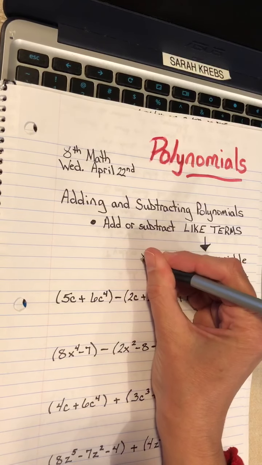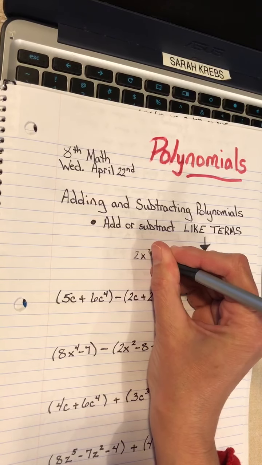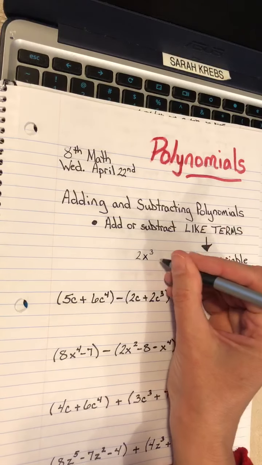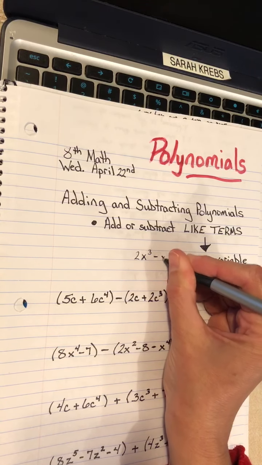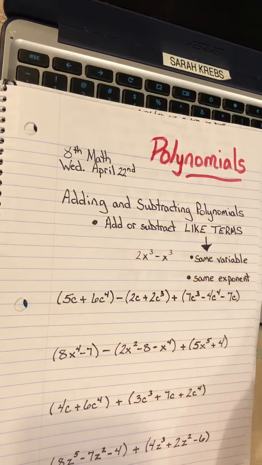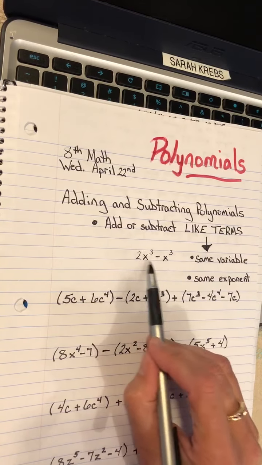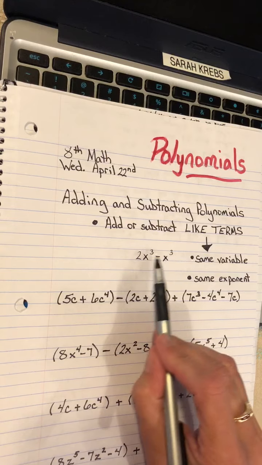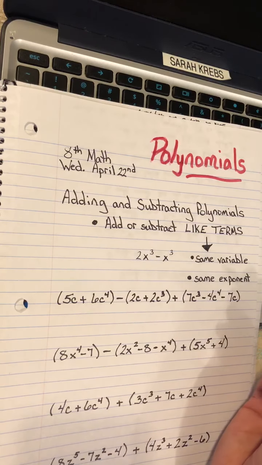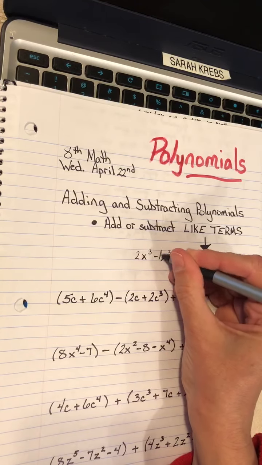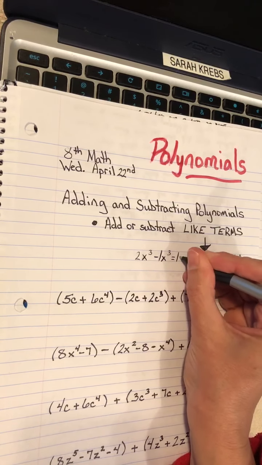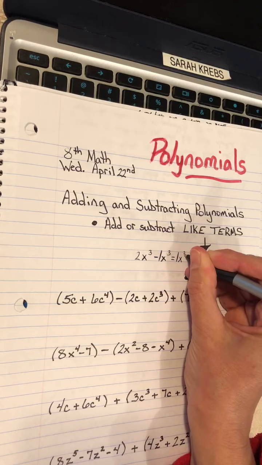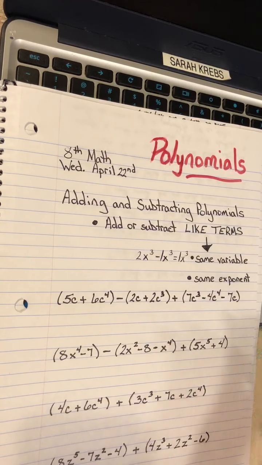So an example would be 2x to the third minus x to the third. We have the same variable, the same exponent, so we could combine those. If we put our 1 in here, when we combine them, it would leave us with a positive 1x to the third.